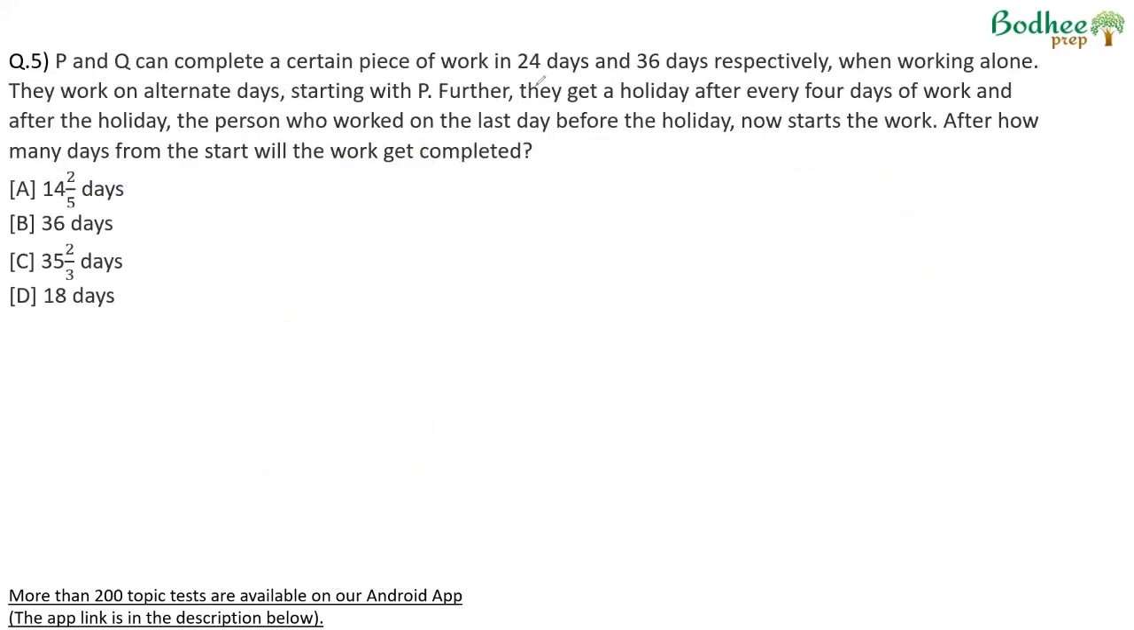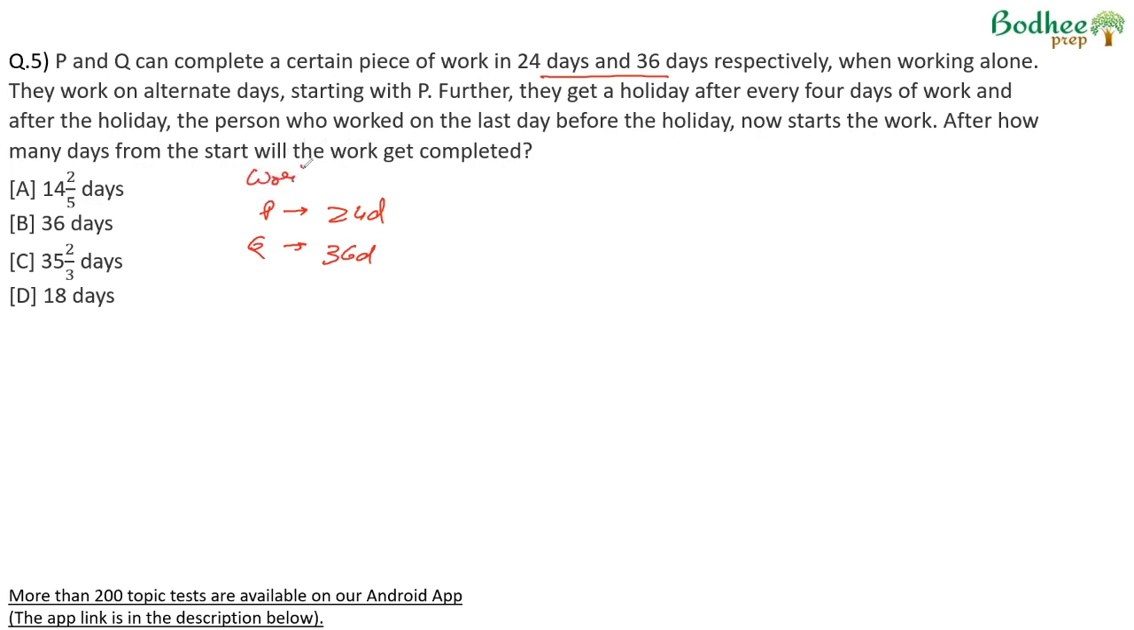P and Q can complete a certain piece of work in 24 and 36 days respectively, working alone. When working, they work on alternate days, starting with P. Further, they get a holiday after every 4 days of work, and after the holiday, the person who worked the last day before the holiday now starts the work. After how many days from the start will the work get completed?